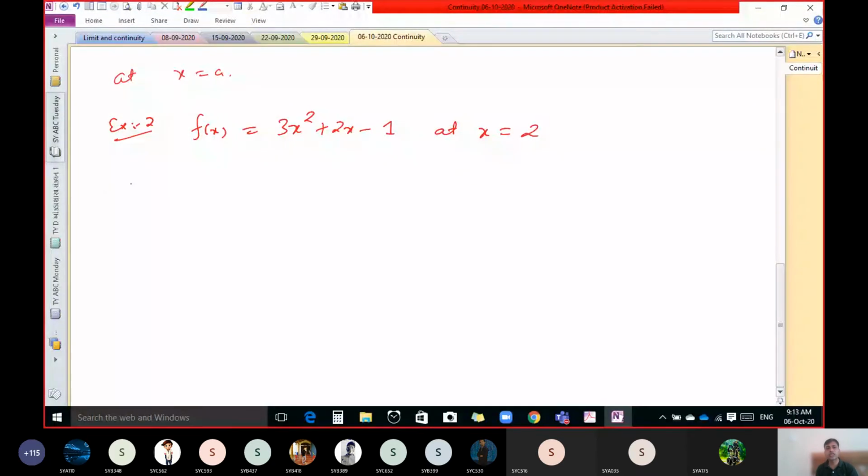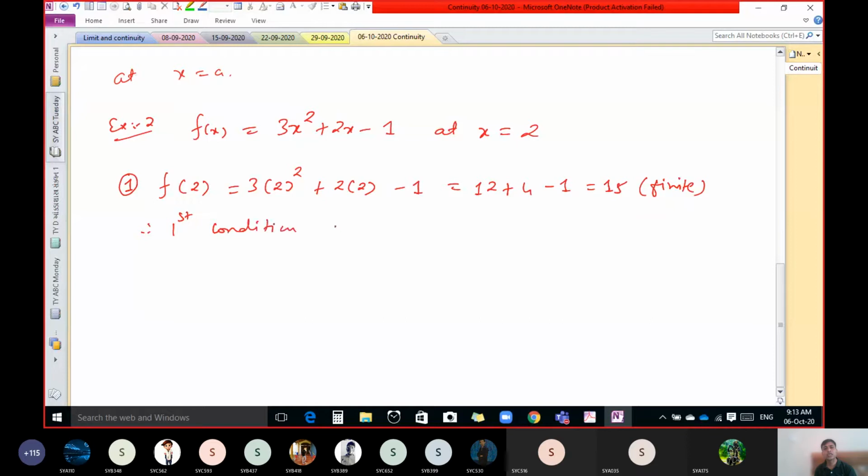Now we have to check three conditions. First condition, f of 2. We have to find the value of f of 2, which means we put x equal to 2 here. So 3 into 2 square plus 2 into 2 minus 1. 2 square is 4, 4 3s are 12, plus 4 minus 1, that is 15. 15 is a finite value. So we can say that the first condition is satisfied.